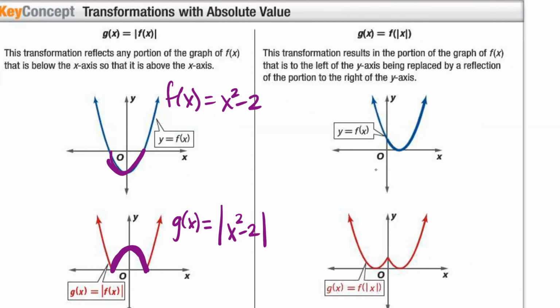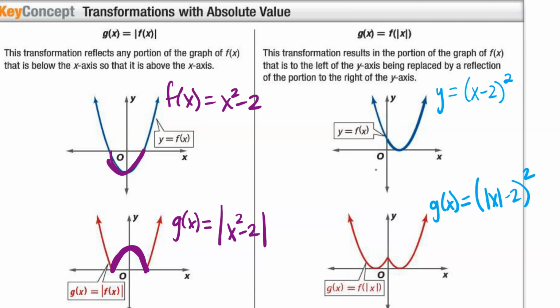Now, this is a little different than on the right side. So I'll show you what this means. Let's have this function be y equals (x minus 2) squared. What happens is we are taking the absolute value of the x. So g of x here in my bottom graph would literally be the absolute value of x, minus 2, squared.